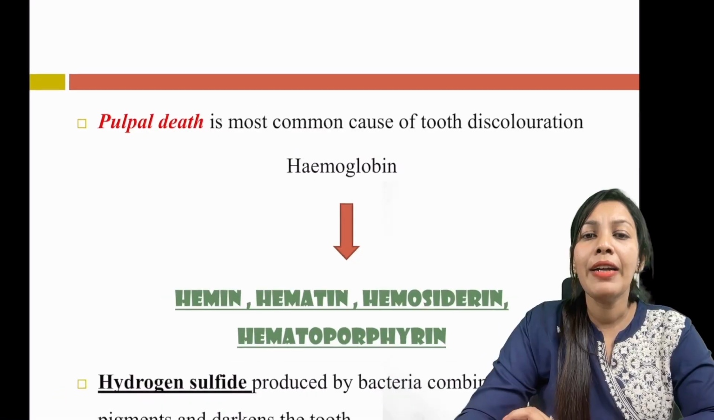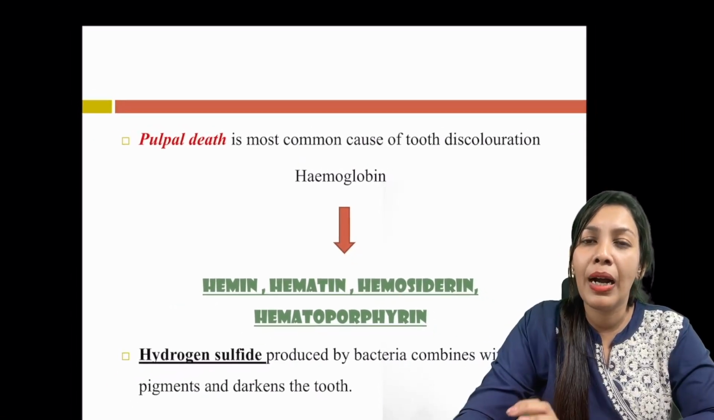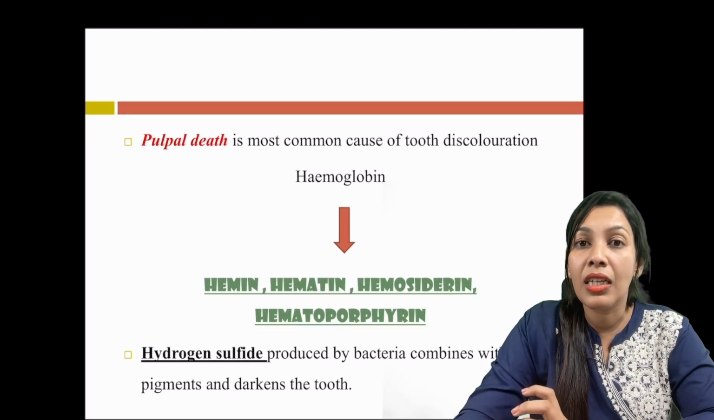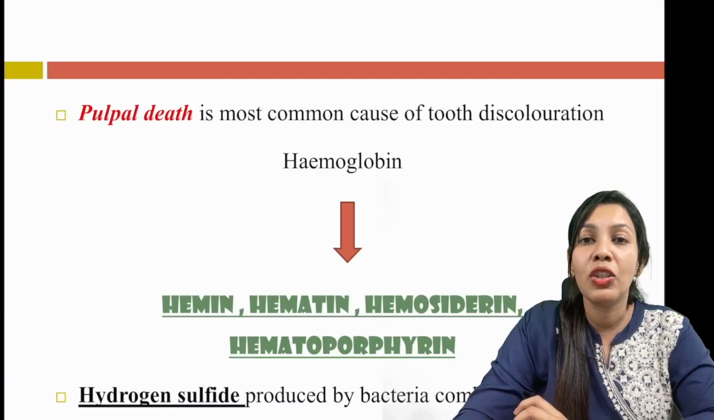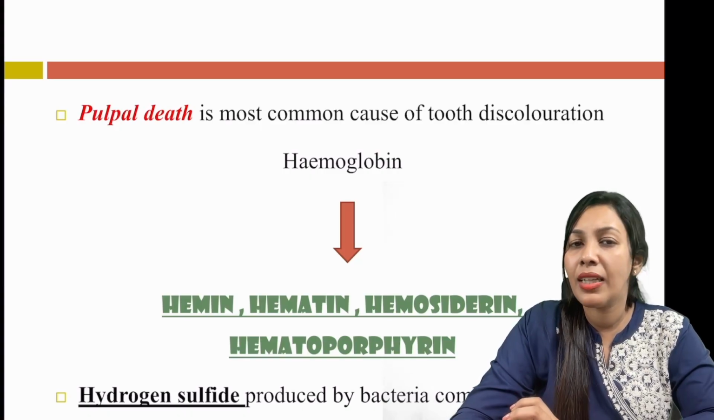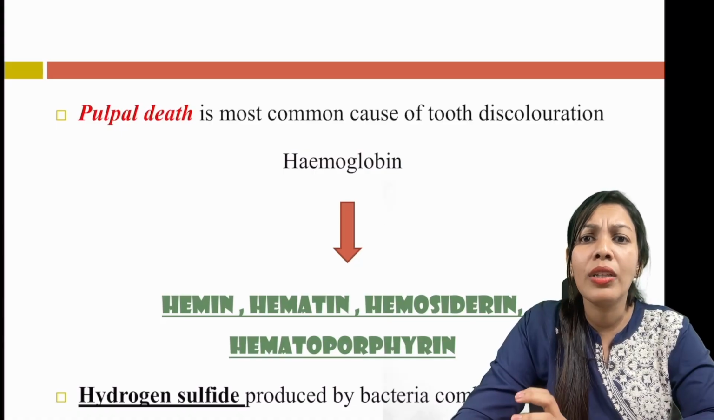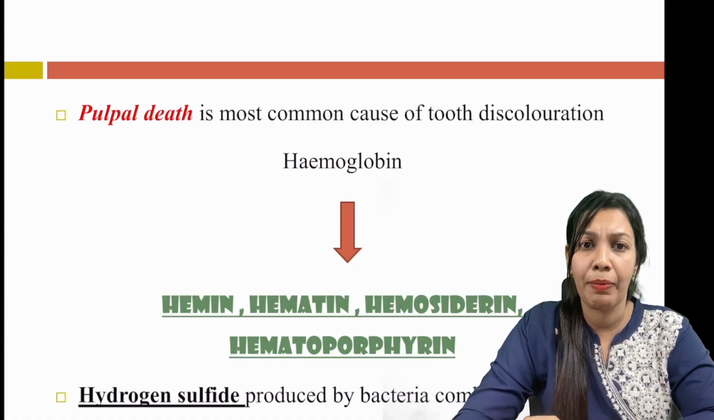Next, we know that when the dental pulp is dead, sometimes it causes discoloration of the tooth. We have seen that a patient might come after a few years with the chief complaint of discoloration, and if we ask whether he had a fall or something like that, he might say that 5 years back he had a fall. So what is the reason for the discoloration of the tooth?